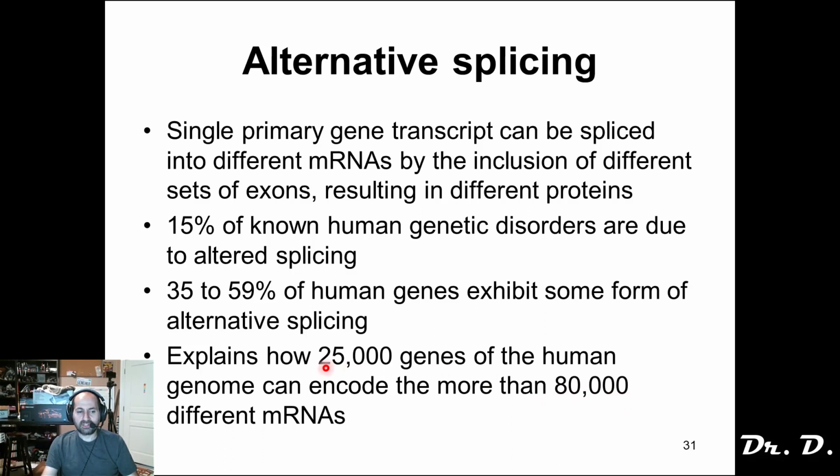How is that possible? If I told you a gene's job is to code for a protein, how come there's 25,000 genes but more than 80,000 different mRNAs for 80,000 different proteins? How is that possible? Well, because of alternative splicing. Alternative splicing explains how eukaryotes can have more gene products, which means more proteins, than they have number of genes. Okay, so let me take you to the board and explain how alternative splicing accomplishes this.